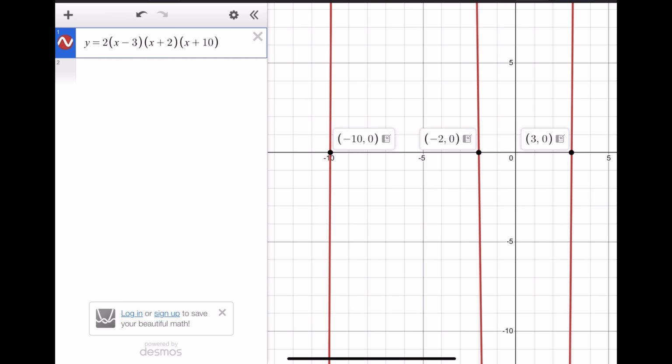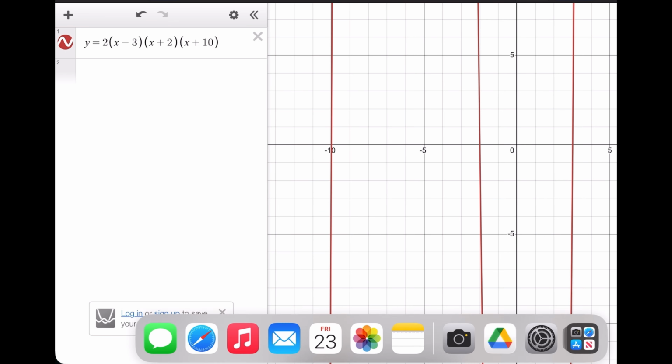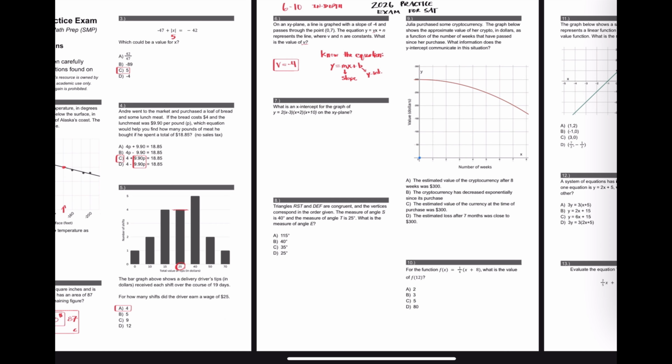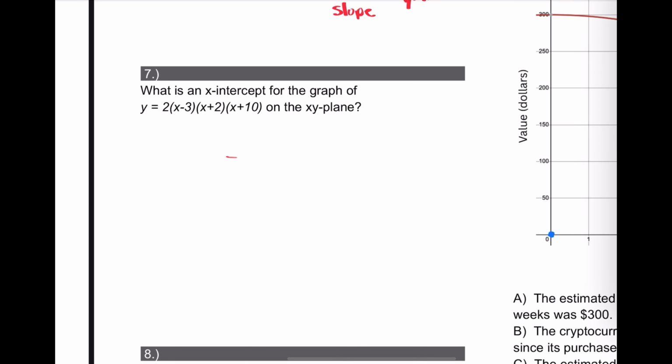And they don't want just the x value. They're asking for the whole intercept. So any of those three coordinates would be correct. Let's say I write down the middle one. I could say (-2, 0). And that would be correct. You could write any of those down.